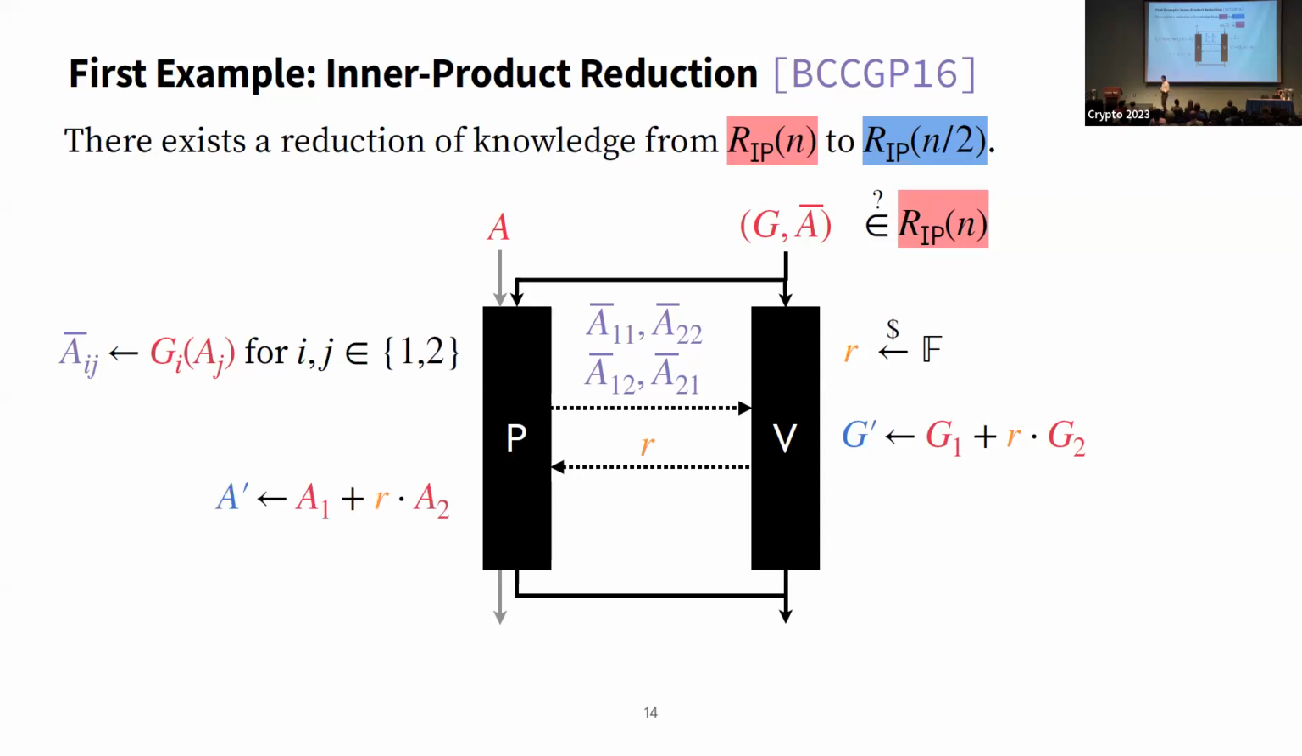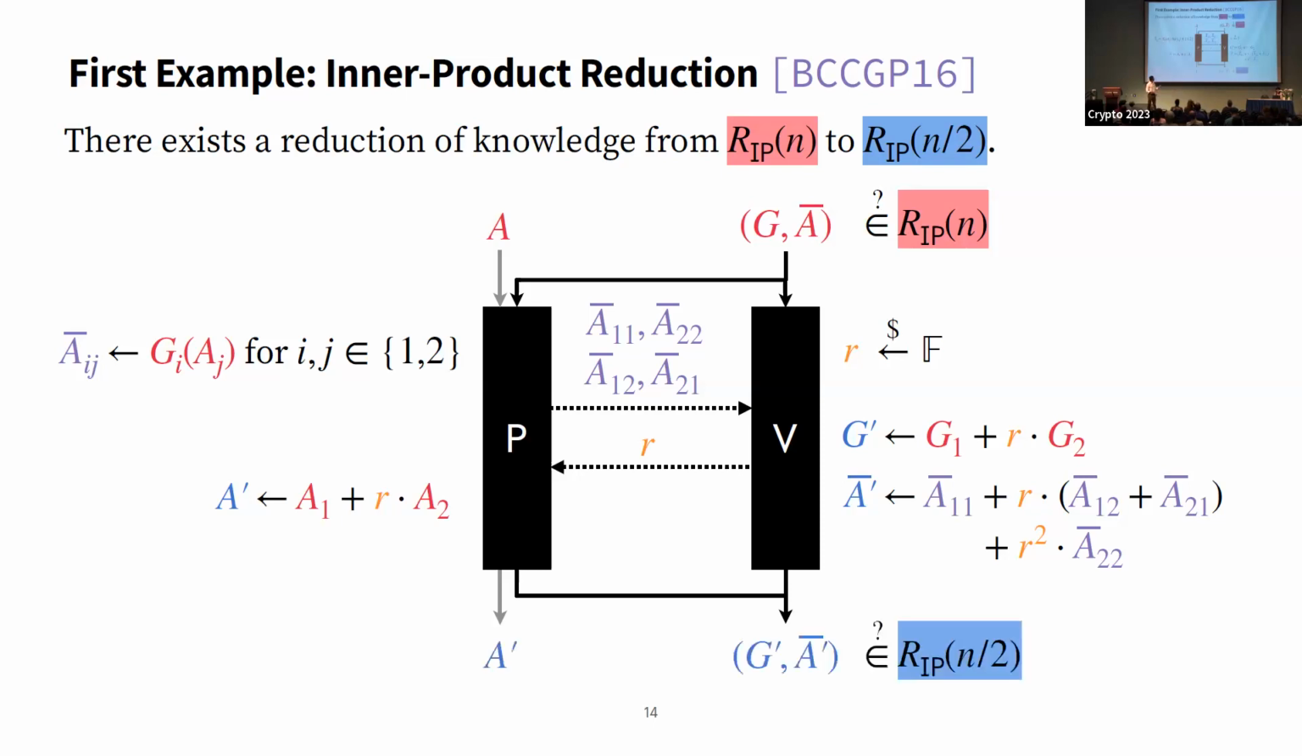Likewise, the prover computes a new half-size witness by taking a random linear combination of the first and second half of the original witness. And we'll call this new witness A prime. Now, together, homomorphically, the prover and the verifier compute what they believe the expected new commitment A bar prime should be, using the prover's commitments that were sent over to the verifier initially. And together, they output the new instance witness pair to be checked against the new relation, which is the inner product relation over size n over two vectors.